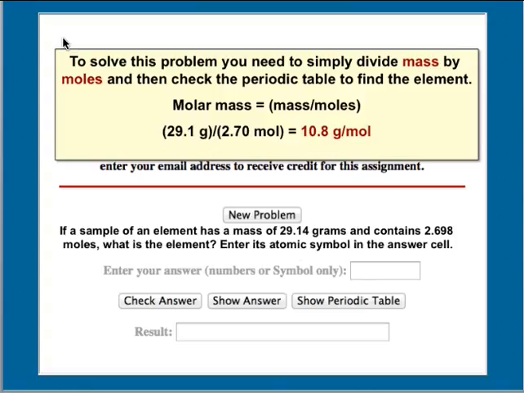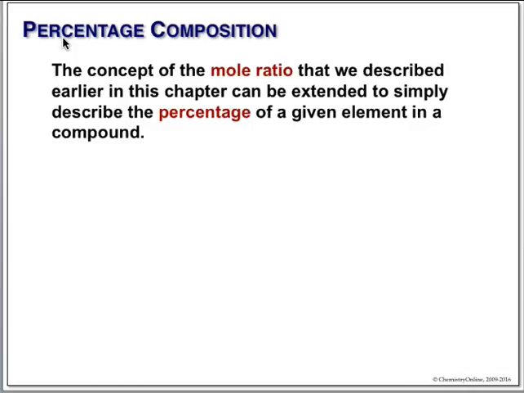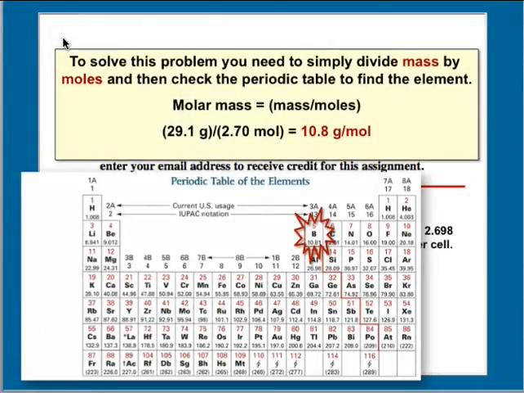Now remember, molar mass is the average mass that you see on the periodic table. So it's these little numbers down here. Carbon 12.01, etc., etc. So what we do is we simply need to match up, look at our periodic table, and we're looking for something with a molar mass of 10.8. Looks to me like boron. Got it. So on the tutorial, what you do is you simply type B into the slot.